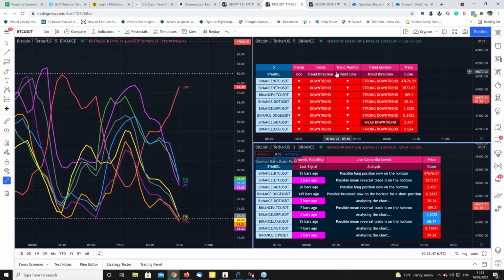Alongside, I've got, again, one of the radar panels with all those in here. It just gives you a straight through visual on what's going on in terms of 5 minute. I've got the 3 minute down here. Got the volatility triggers coming up here. When was the last volatility on that particular time frame? I've got Camarilla here telling me possible opportunities, analyzing the chart, possible reversal, possible long, etc.